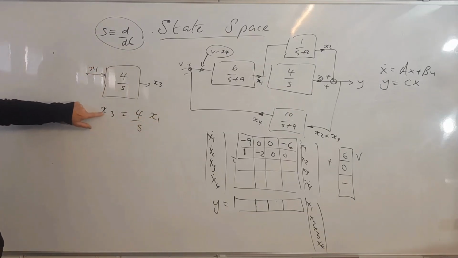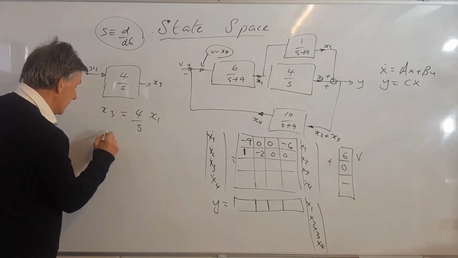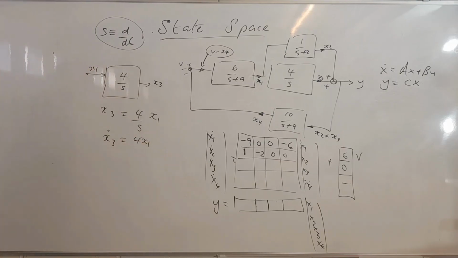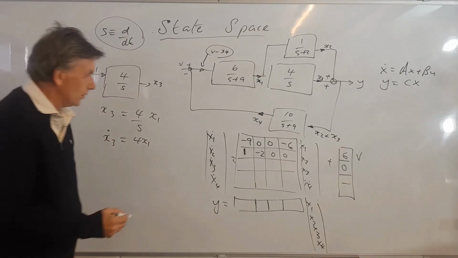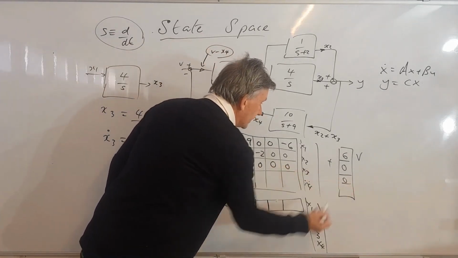If we move the s up here, s times x3, x3 dot. So x3 dot is 4x1. This is a nice easy one to do now. So x3 dot is 4x1, so it's going to be a 4 in there, 0, 0, 0, and a 0 in there.